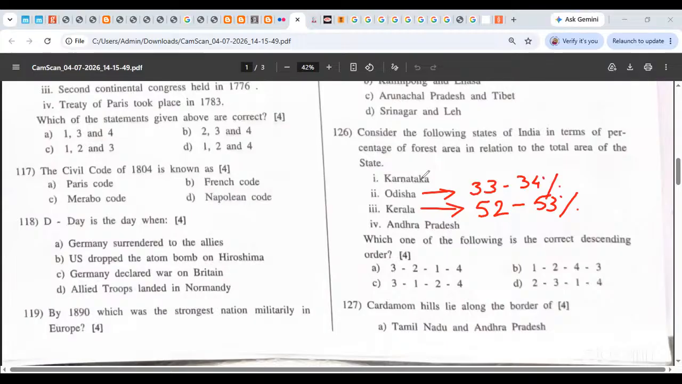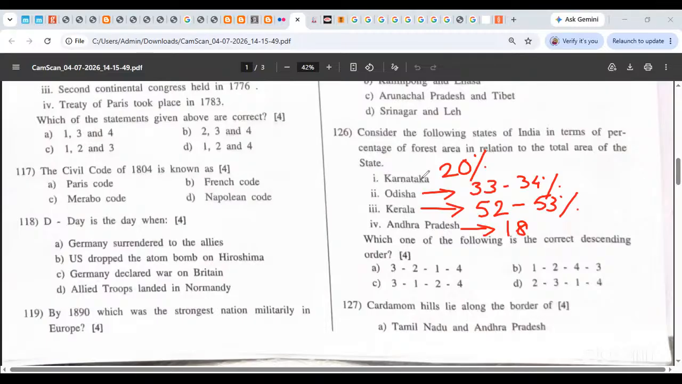And then of course you have Karnataka next, with 20% forests. Karnataka has almost 20% of the total area under forest, followed by Andhra, which has only about 17 to 18% of the area under forest. So if you are looking for a descending order, then it is going to be Kerala, Odisha, Karnataka, Andhra.